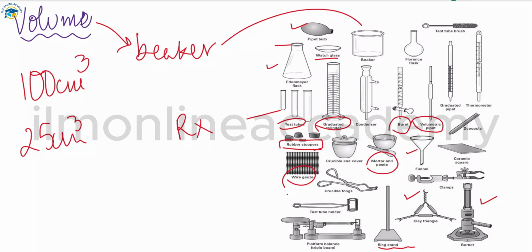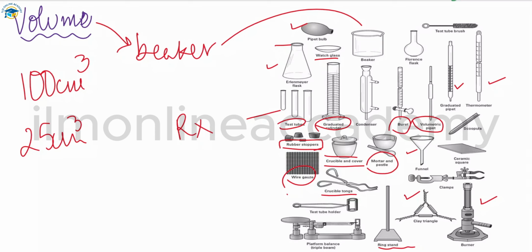The crucible and its cover are used for keeping anything without contact with air or moisture. Next, you can see we have a thermometer, a graduated pipette, and a ceramic square. All have different functions. We have crucible tongs that are used for holding any type of hot substance. So these are the equipment required for any chemical reaction or experiment that we do in our chemistry lab.